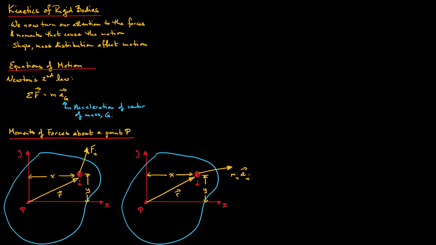So Newton's second law for a rigid body states that the sum of the forces is equal to the mass times the acceleration at the center of mass. And this is very important to remember. So we can calculate the acceleration at almost any point in a rigid body, but the acceleration at the center of mass is the one that we are concerned with for Newton's second law.